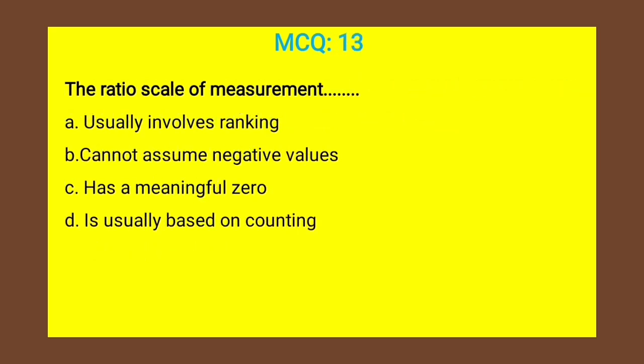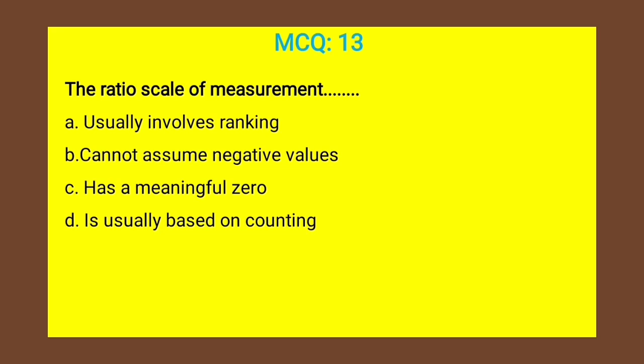Question 13. The ratio scale of measurement. So this one is also another question that we have been meeting through our 3-part series we have done. So you can check as well. The ratio scale of measurement: A. Usually involves ranking. B. Cannot assume negative values. C. Has a meaningful zero. Then D. Is usually based on counting.